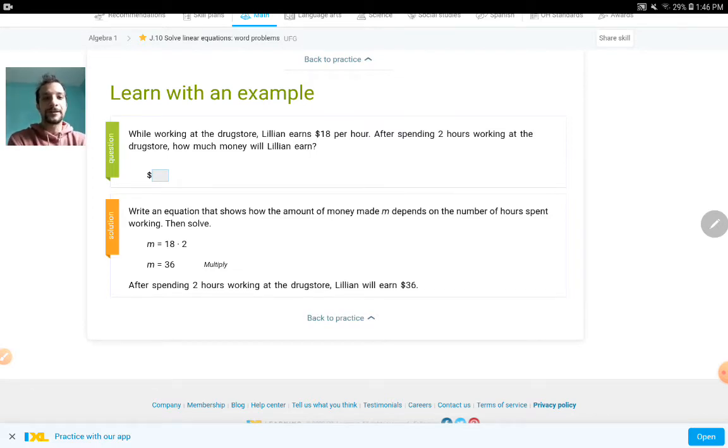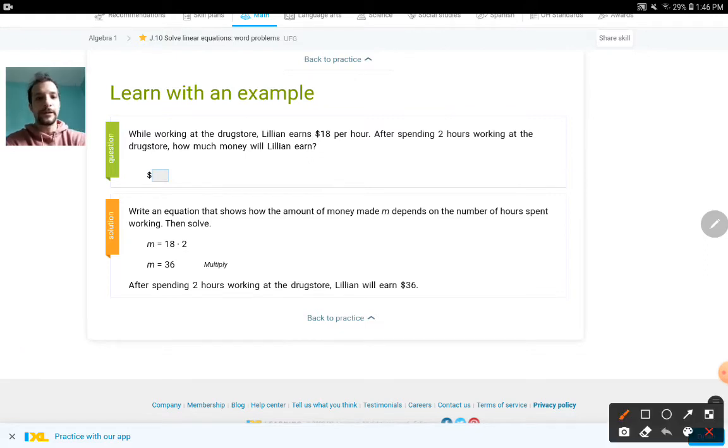So while working at the drugstore, Lillian earns $18 per hour. So Lillian is already making $18, right, per hour. When you see this example, per week, per day, per hour, per student, per classroom, per teacher, that tells you to multiply by a variable. Okay, that's your cue. When you see this word per, if you're dealing with a word problem, 90% of the time you're gonna multiply it by a variable such as 18 times, since we are dealing with the number of hours, I want to put an H just to let me know that this is the number of hours.